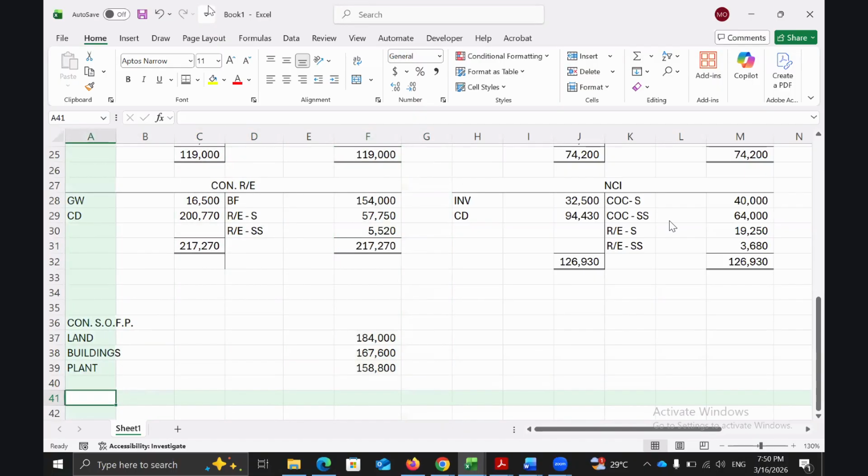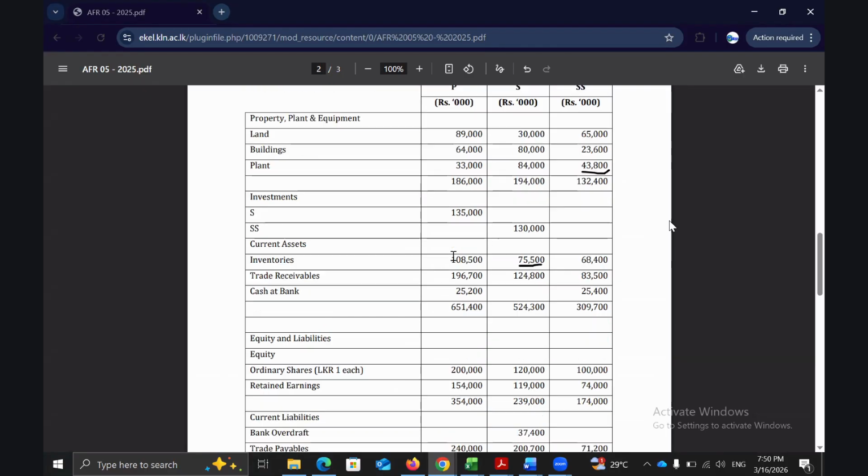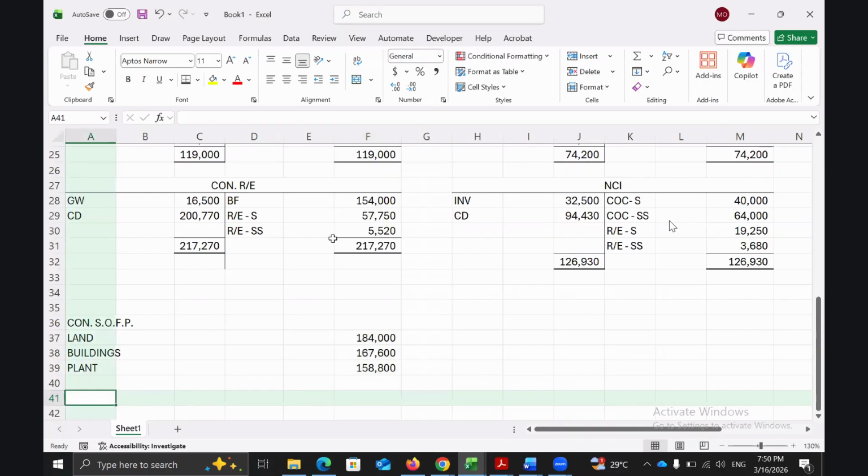Then the investments are set off. We have eliminated these intergroup investments. Then the goodwill has been written off. No goodwill balance.